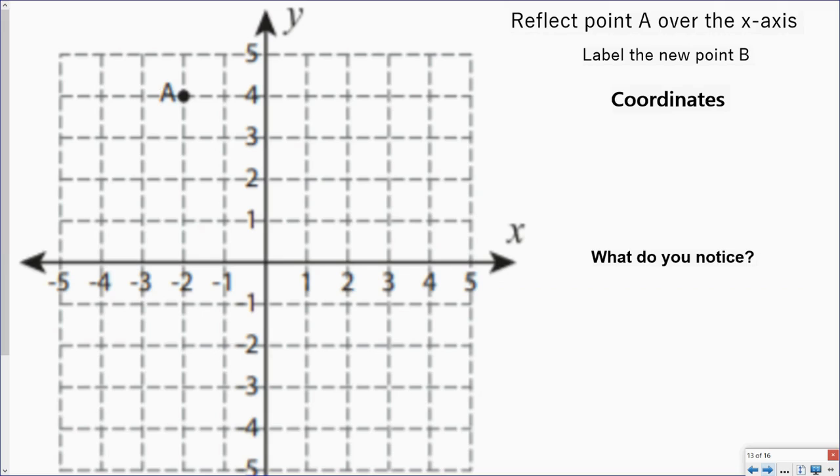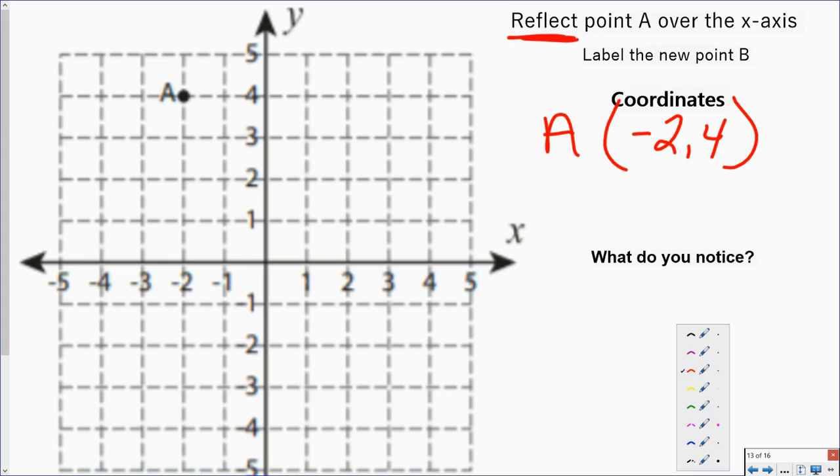So using this idea of opposites, we're going to apply it to the coordinate grid. But on the coordinate grid, opposites are referred to as reflections. So when we talk about reflecting point A over the x-axis, it's basically the same thing as what we were doing when we were finding opposites on the number line. So if I look at point A here, my coordinates are -2, 4. So now I'm going to reflect it over the x-axis.